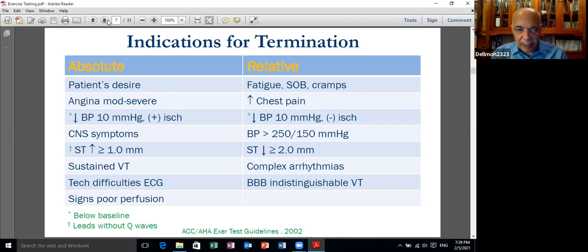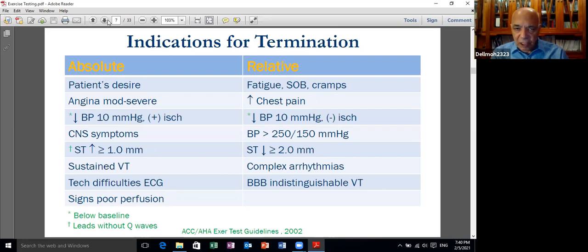CNS symptoms like ataxia or dysarthria or fainting, ST elevation equal to or more than 1 millimeter, as we indicated just now, sustained ventricular tachycardia, or if you have a technical difficulty in fixing the electrodes, or other poor signs of perfusion like fainting, severe fatigue, and so on.